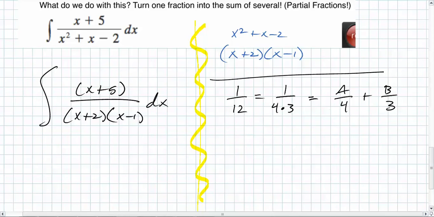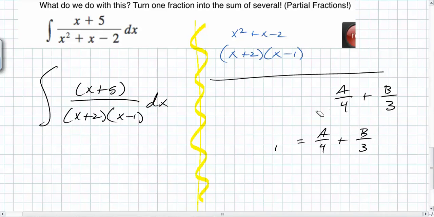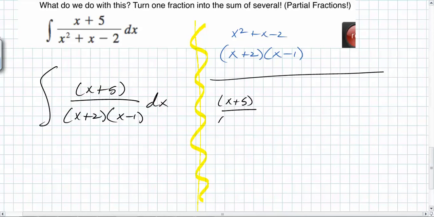If you wanted to figure that out, you would say that 1/12 is equal to a over 4 plus b over 3, and you'd have to do some manipulations. This isn't the best example, but it is a smaller example of what we are about to do. We're not going to do this; we're going to do something similar. Instead of 4 and 3, what do you see? Exactly. So you know that x plus 5 over x plus 2 times x minus 1 has to equal something a over x plus 2 plus something b over x minus 1.